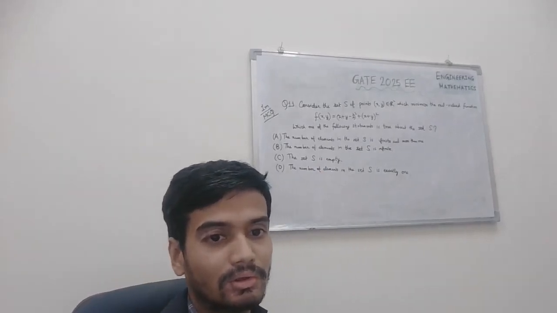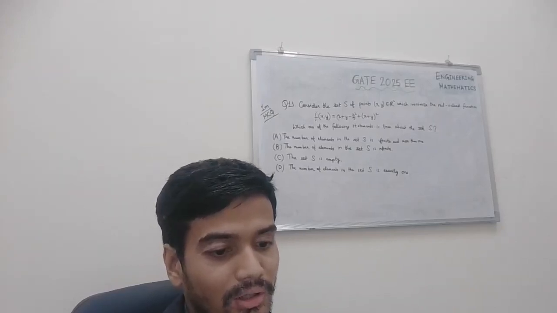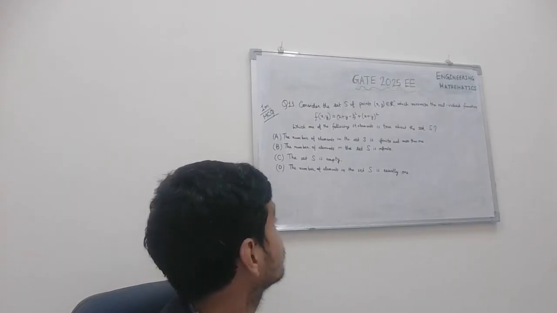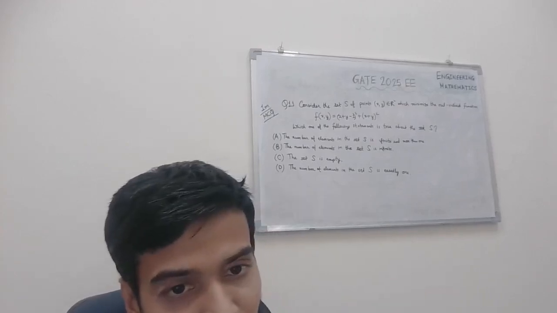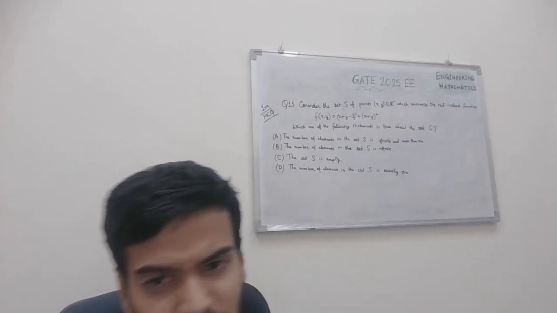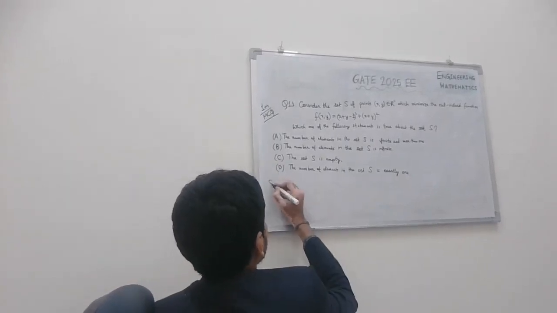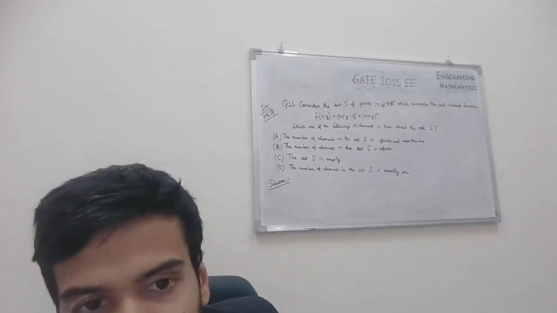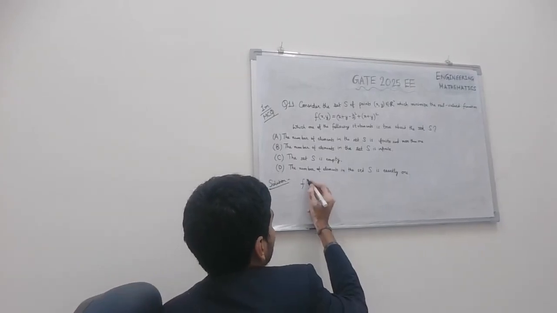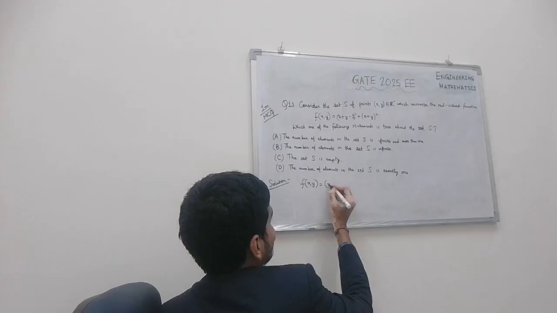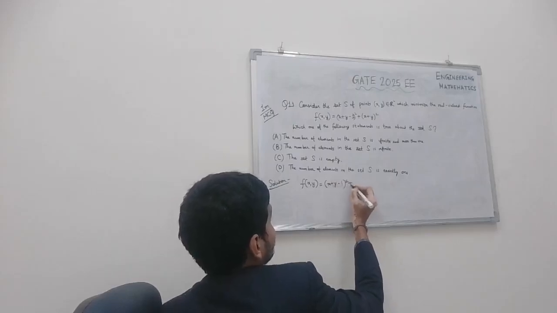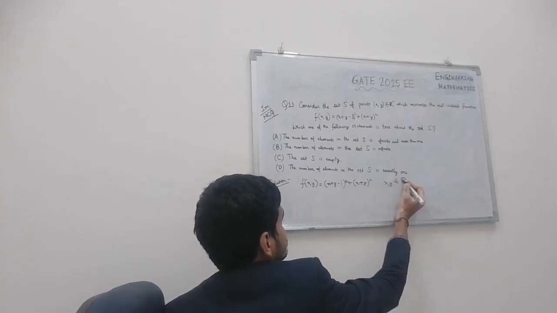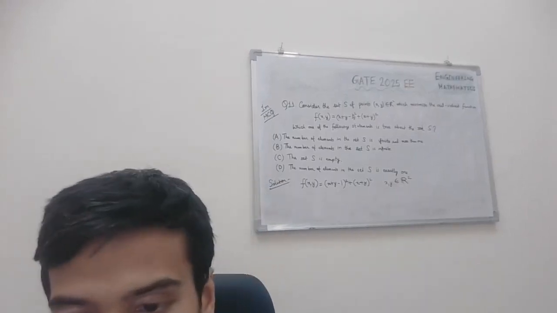If we consider the function and analyze it one by one based on the options given, we can do it as follows. Let's move to the solution of this question. There is a trick in solving this question. The function given is f(x, y) = (x + y - 1)^2 + (x + y)^2, where x, y belong to the real numbers.